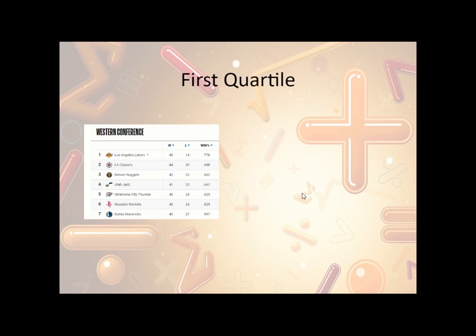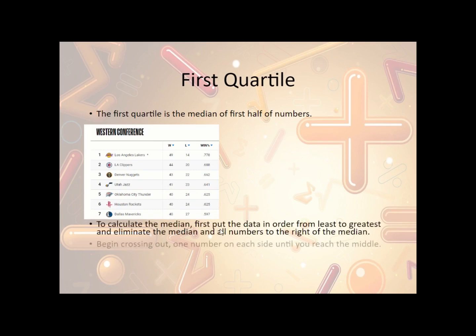Now we need to figure out how to find the quartiles. The way this works is the first quartile is the median of the first half of the numbers. So once we found the median was 41, we're going to look at just the numbers on the other side of 41. So we put them in order, and we cross out until we reach the middle.